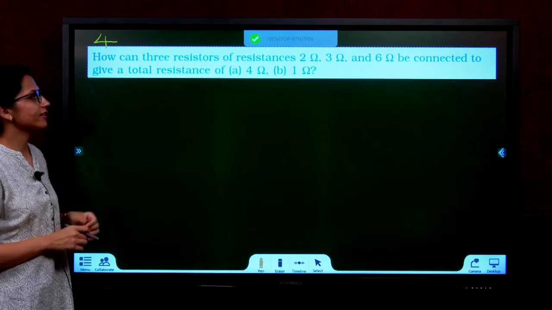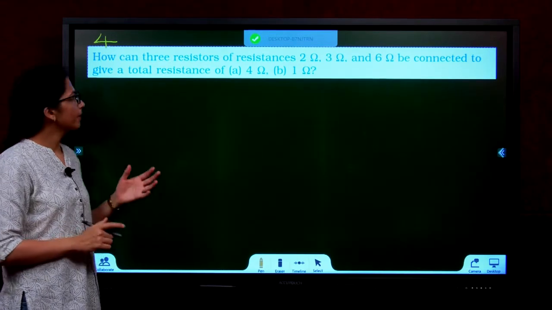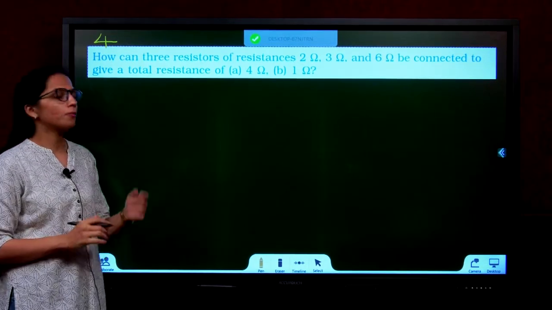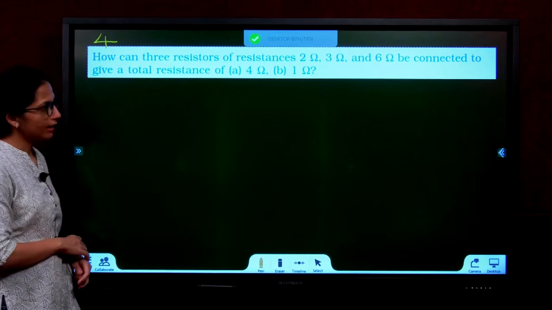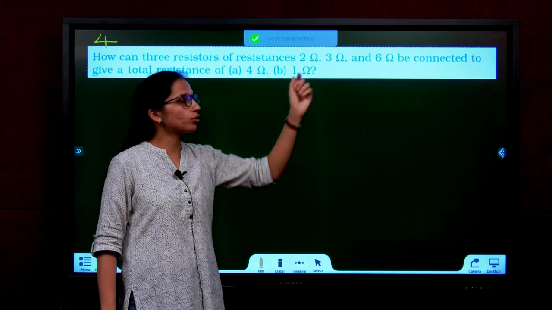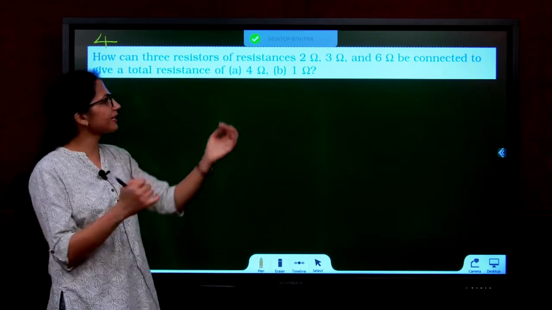How can 3 resistors of resistances 2 ohm, 3 ohm and 6 ohm be connected to give a total resistance of 4 ohm and 1 ohm? See, 1 ohm is less. Who is the least in 2, 3, 6? 2. 1 is less than 2. So can I say mostly it is parallel combination?